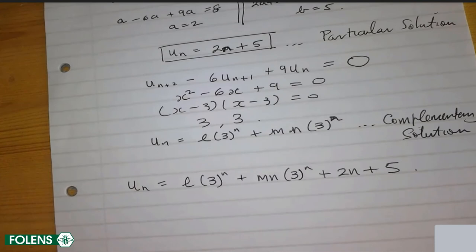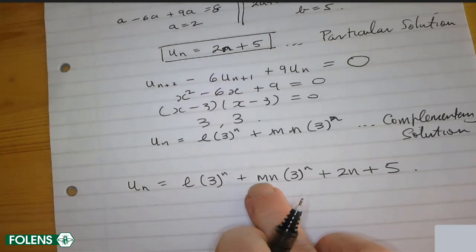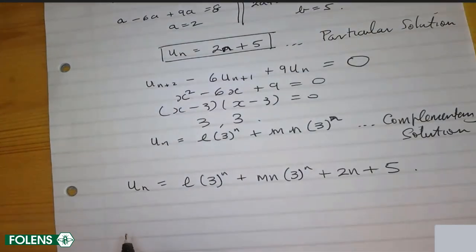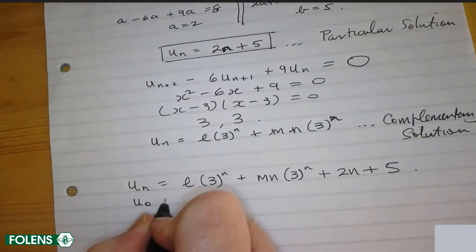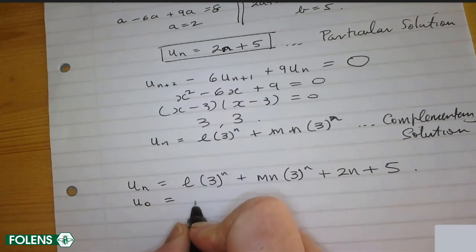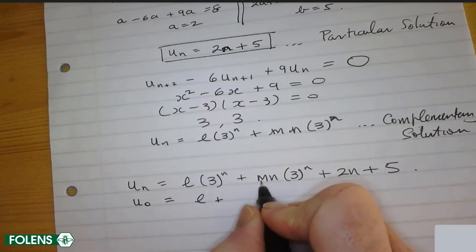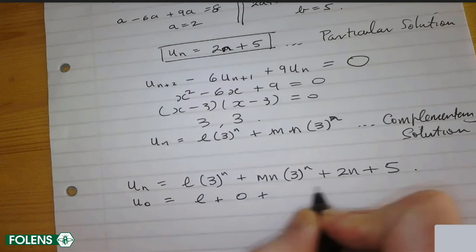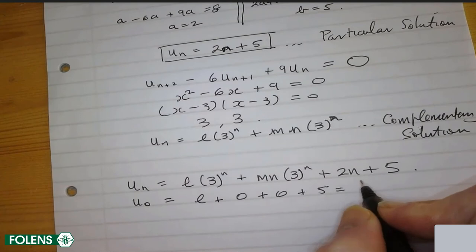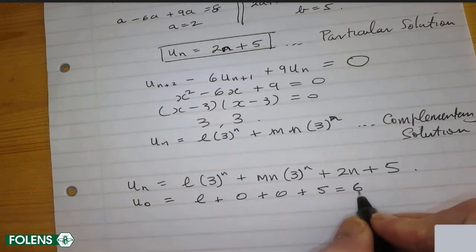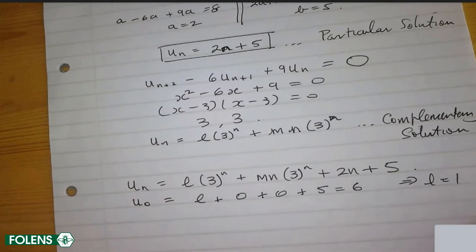How do we work out what L and M are? The answer is we are given that u0 was 6. So I put in 0 for n. 3 to the power of 0 is 1, so I get L. Then m times 0 times 3 to the power of 0 is 0, and 2 times 0 is 0, plus 5 is equal to 6. So therefore, L has to be 1.